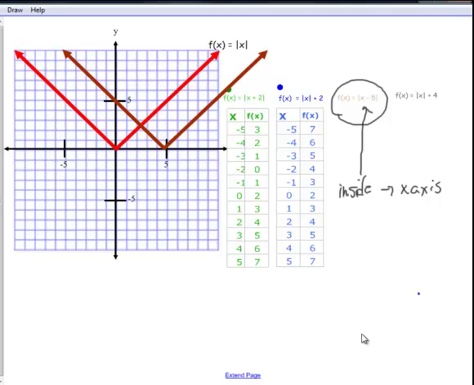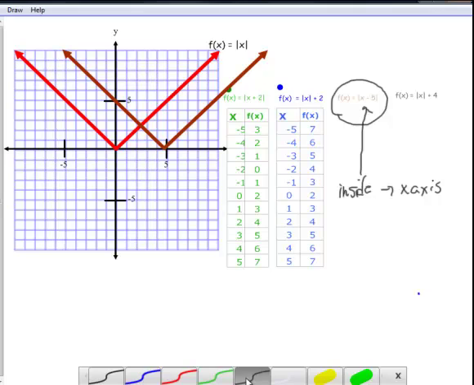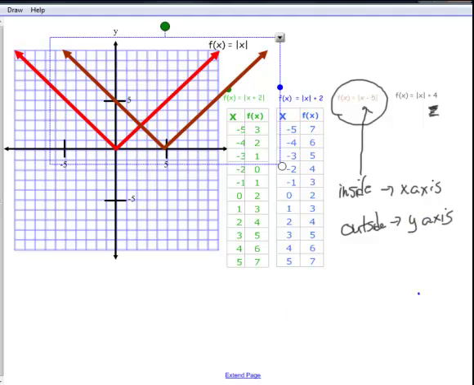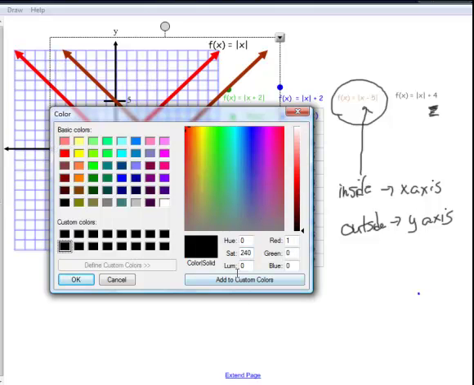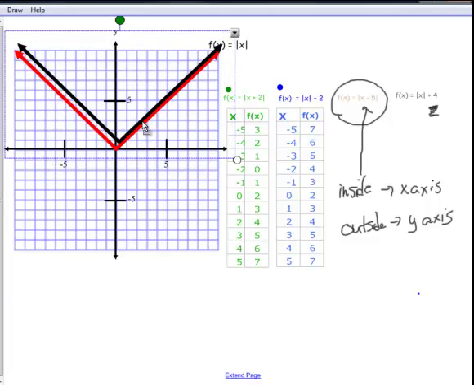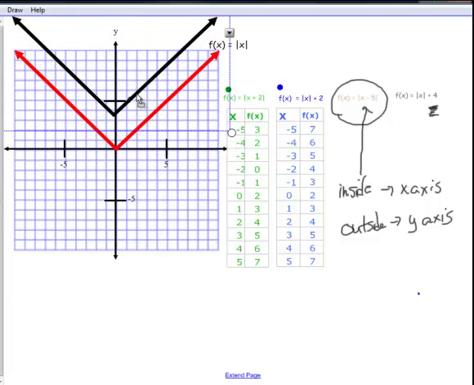Okay, for the next one, it tells me that I have a shift of +4, but since it's outside the parentheses, outside means I go along the y-axis. So I'm going to take this, and let's make it black. And now I'm going to go up 4. 1, 2, 3, 4. And that's what the new graph is going to look like.